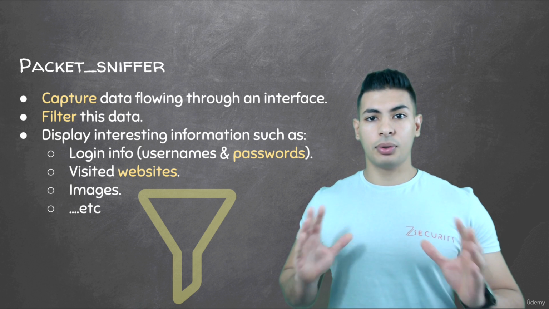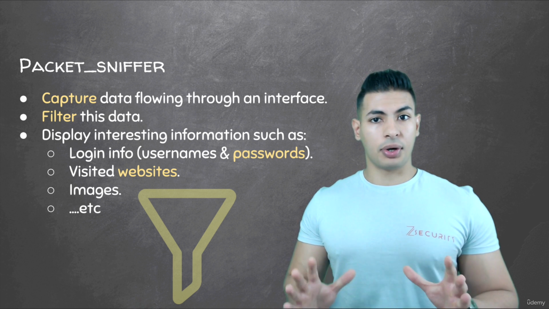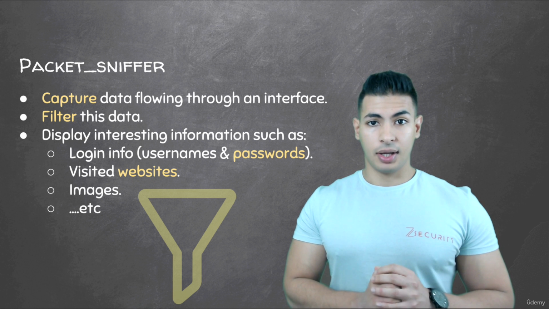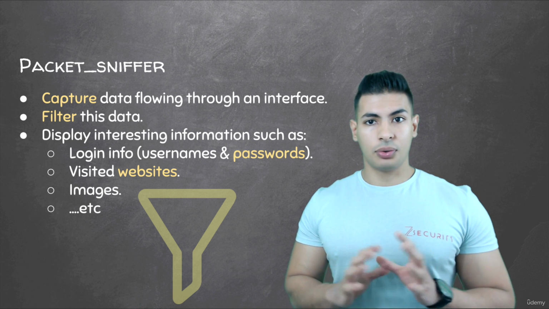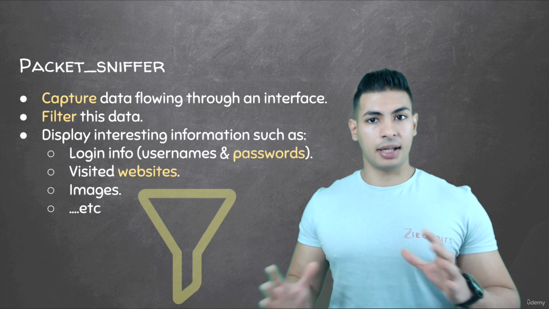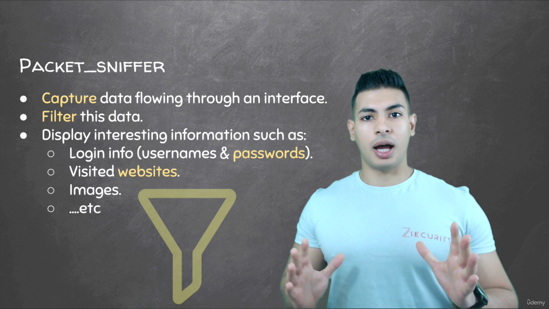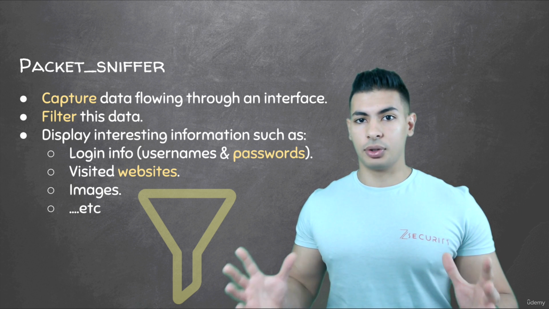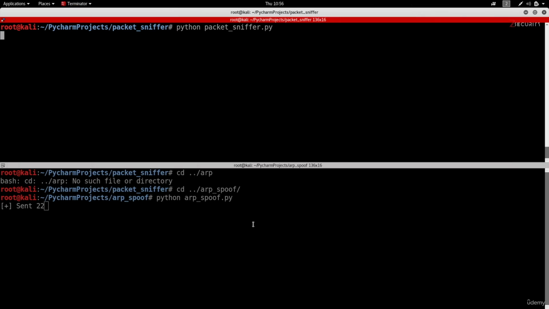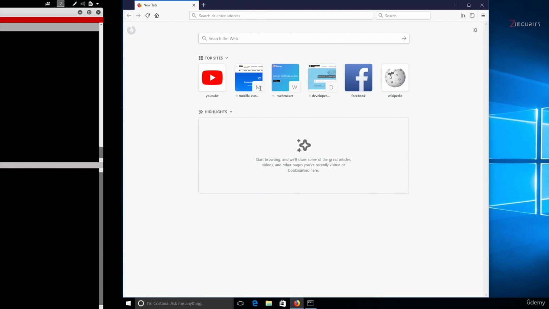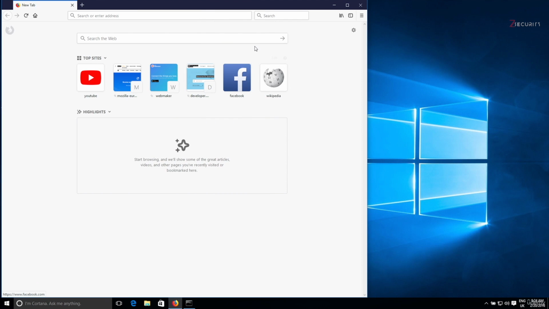Now, before we jump into programming, I want to show you the program that we're going to build in action. So this is just a teaser. Don't worry about how this works. We're going to cover that in this section. I just want you to have an idea of how this is going to work. So right here, I have the ARP spoof running. Let's go to the Windows machine and just go to any website. So let's go to bing.com.